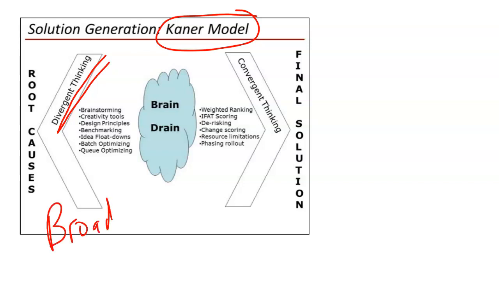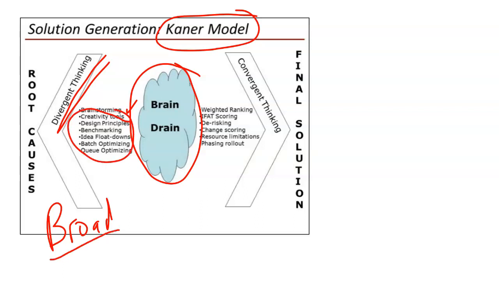This divergent thinking is to try to overcome the brain drain or the fatigue that has happened in all of the problem analysis that's taken place up to this point. So, brainstorming is nice, and I know I'll brainstorm each one of the root causes, but we're going to want some other tools to help us create a broad, large list of solutions.